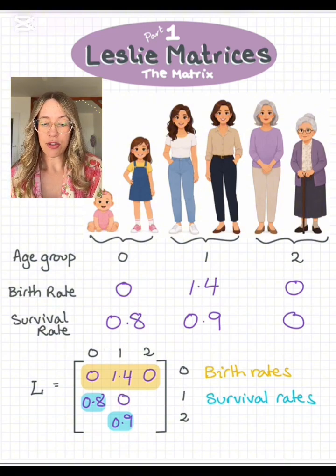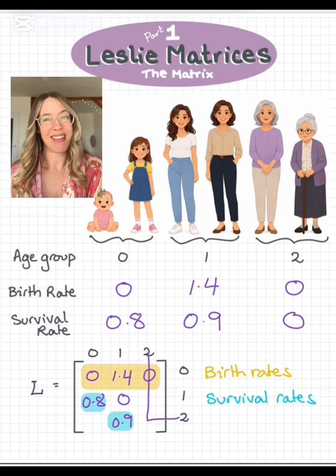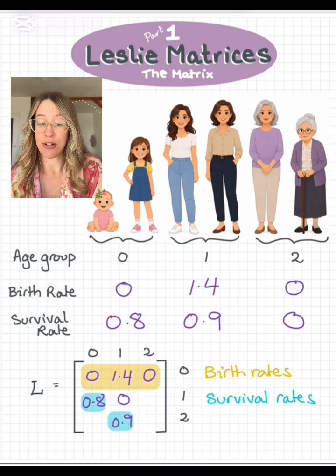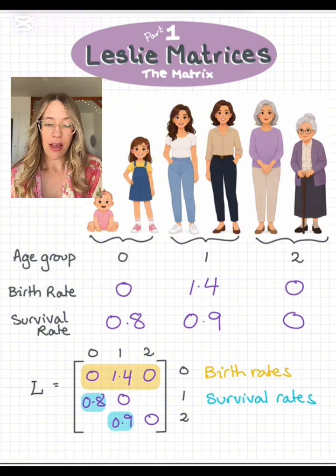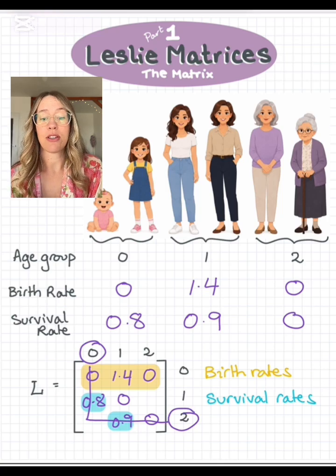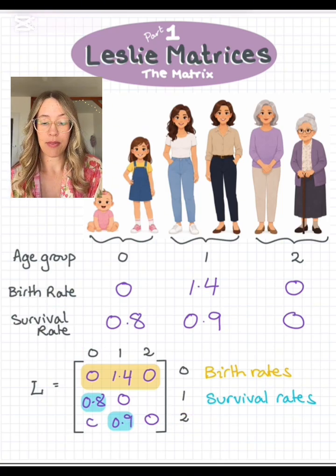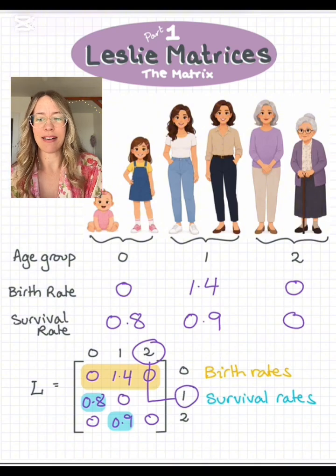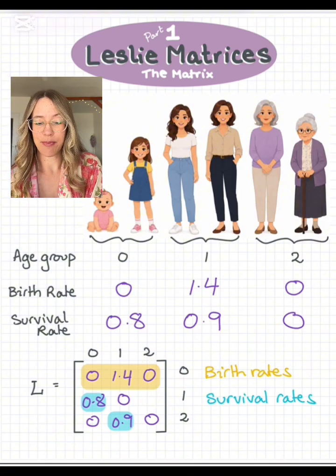Same with 2 to 2. They're not staying there. They either die or they progress, but there's nowhere to progress to. So that's a 0. What about age group 0 jumping to age group 2? We can't skip age groups, so that has to be 0 as well. And age group 2 going backwards? No one's getting any younger, so that's going to be 0 as well.